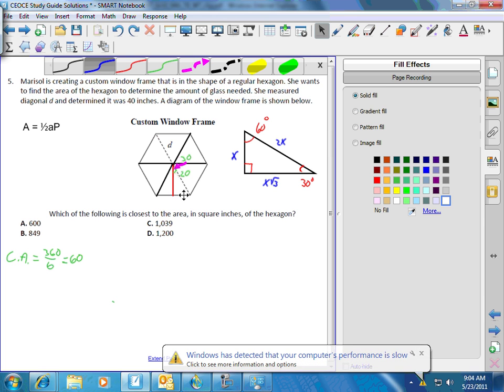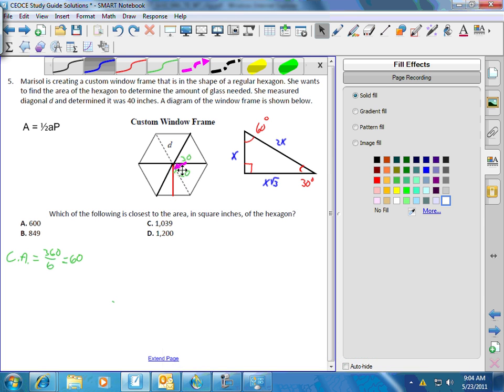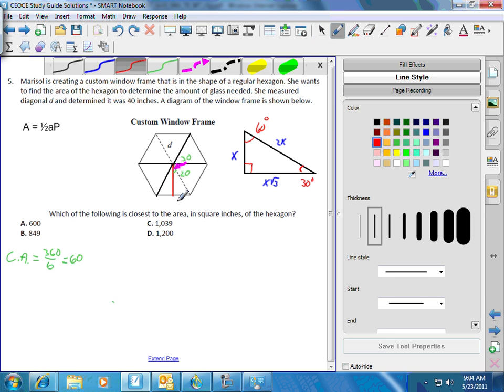Let's start with the shorter leg. The shorter leg is going to be half. If the hypotenuse is twice the shorter leg, then if we take half of that, that's going to give us the shorter leg. So that's 10 units. Okay, and then the longer leg is the square root of 3 times the shorter leg, so that's 10 square roots of 3. Okay, that's the longer leg.